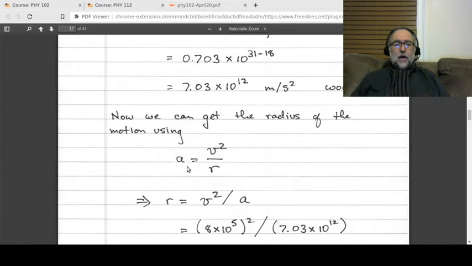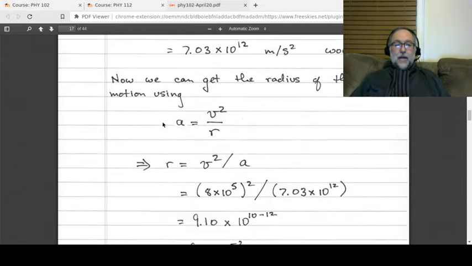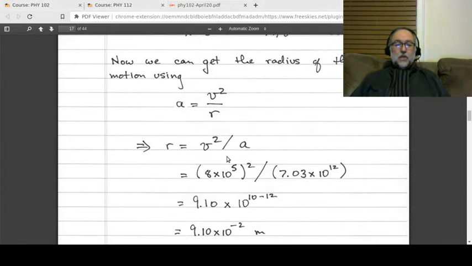Okay, so we know the acceleration. We just calculated that. That's that 7 times 10 to the 12 meters per second squared. What we want to find, though, is the radius, because that was one of the questions. One of the questions was the radius, and the other one was the cyclotron frequency. So I'm just rearranging this equation. If I multiply by r and divide by a, I get this rearrangement.